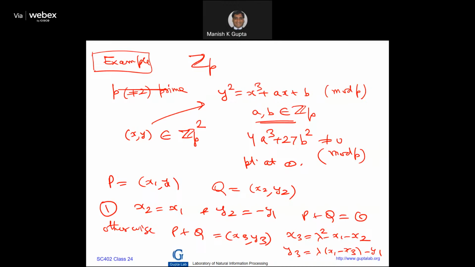And this quantity 4a cubed plus 27b squared is known as the discriminant. Depending upon a and b, you can take them over the reals or complex numbers, so you will get a real or complex elliptic curve. Or you can take integers modulo p, which we have done. Also you can take it over any finite field, or over a finite ring. In the simplest terms, it could be integers modulo n, Zn. We talked about some of these examples last time.